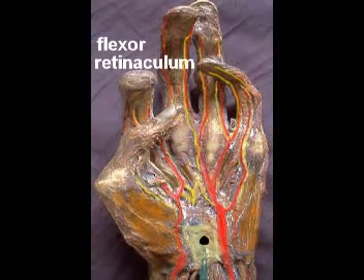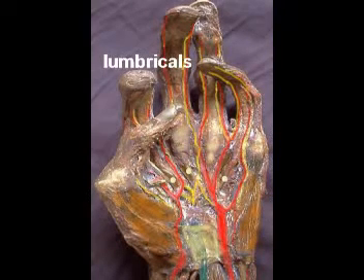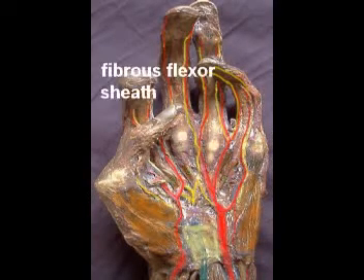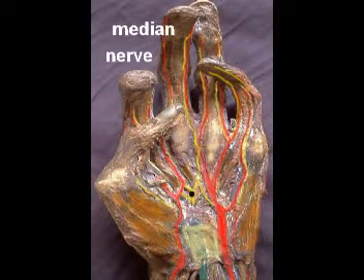Flexor retinaculum is also clearly seen. The lumbricus, which arises from the radial side of the flexor digitorum profundus, can be clearly seen. The fibrous flexor sheath of each finger can also be clearly seen at this level. So also is the median nerve.